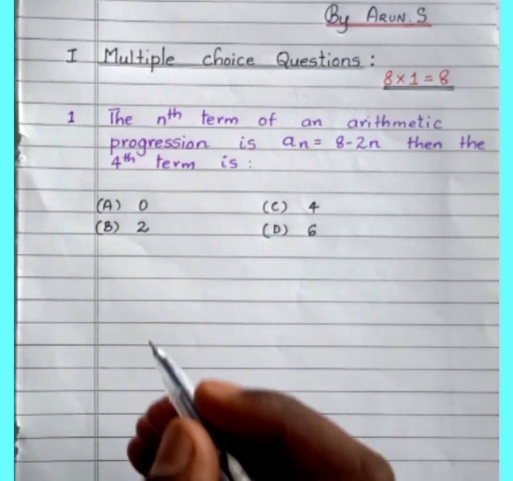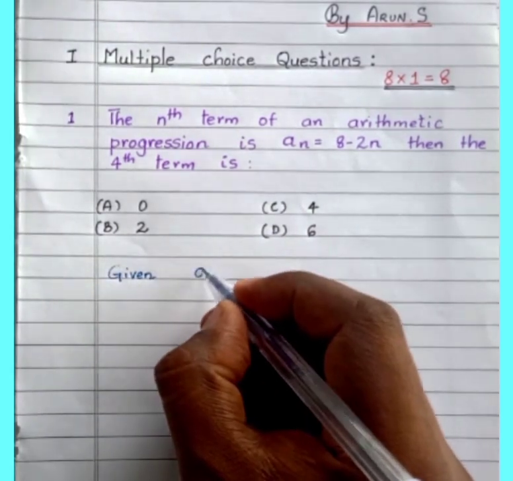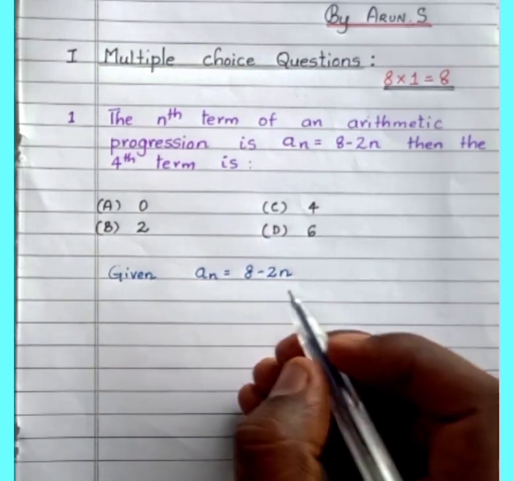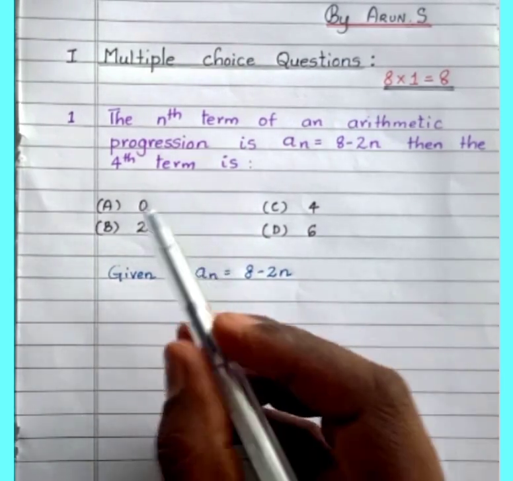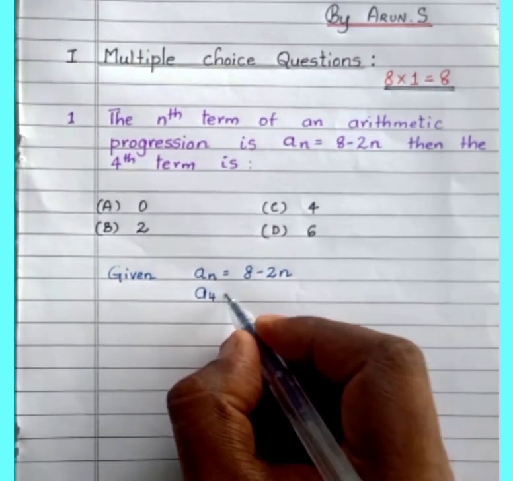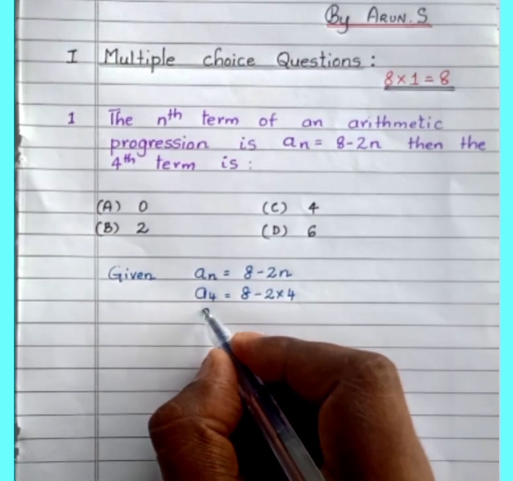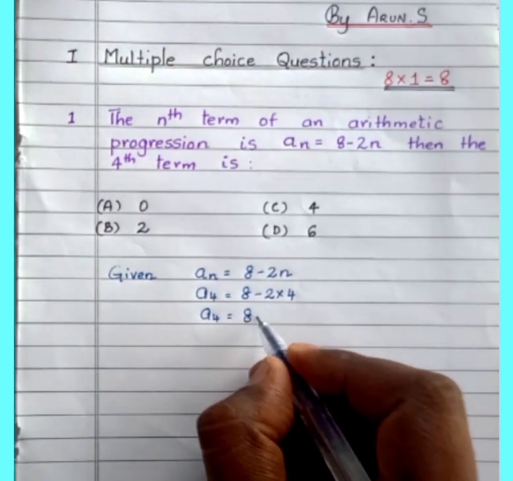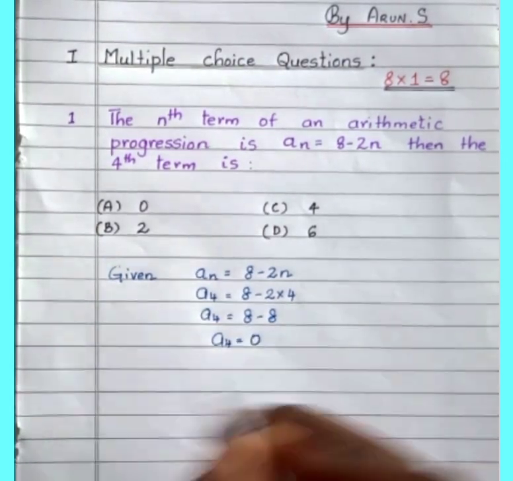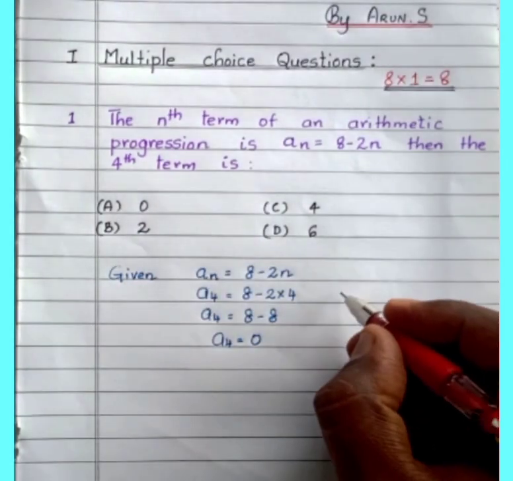Students, given the nth term of an AP, that is an equals 8 minus 2n, we need to find out the fourth term. Therefore, replace n by 4. Therefore, a4 equals 8 minus 2 times 4. Now, we get a4 equals 8 minus 2 times 4, which is 8. We get a4 equals 8 minus 8, which is 0. Therefore, the correct answer is option A, 0.